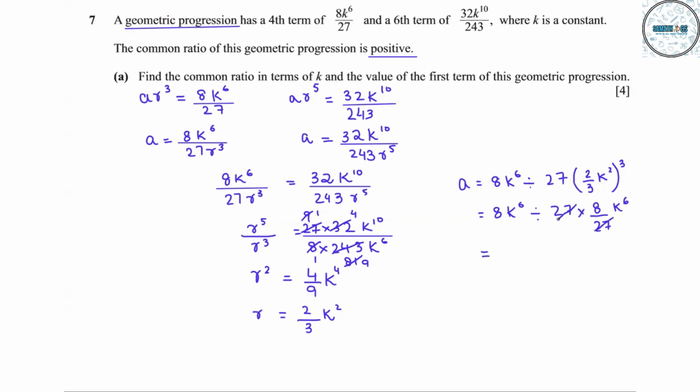This and this would be cancelled out. So 8k power 6 divided by 8k power 6 is equal to 1. So the value of r is 2 upon 3k squared and the value of a is 1. Given that this geometric progression has a sum to infinity of 3, find the possible values of k.